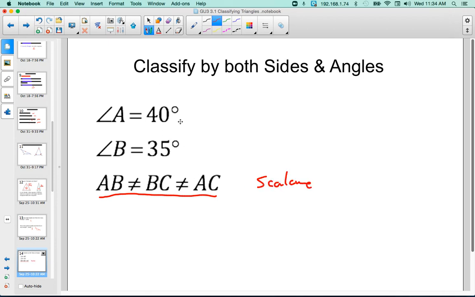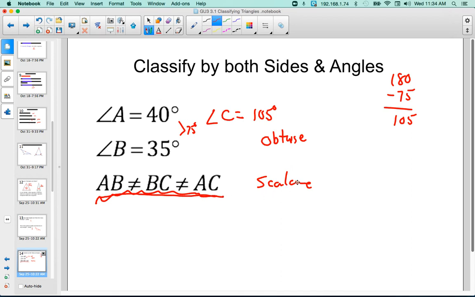And the fact that we've got angle A is 40, angle B is 35. Well, let's figure out what angle C is. If I add these together, I get 75. And if I do 180 minus 75, angle C is going to be 105 degrees, which makes this, because that angle is an obtuse angle, an obtuse triangle. So sometimes you're only given two angles. You have to find that third angle to determine if it's going to be acute, obtuse, or right. But this fact down here is the one we were able to use for the scalene fact.